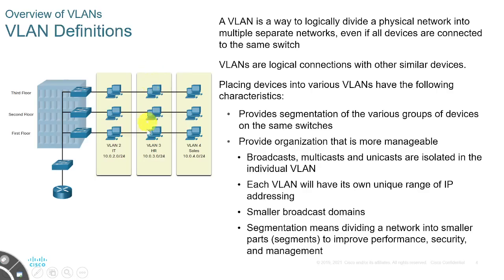And also the PCs that are related to the HR department will be assigned to virtual LAN 3, and the PCs of the IT department will also be assigned to VLAN 2. So as you see, it's a way of logical separation. Even if all of these three PCs, for example, are connected to the same switch, to the same links, cables, they are logically separated.